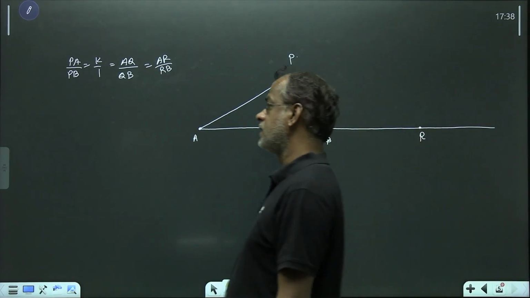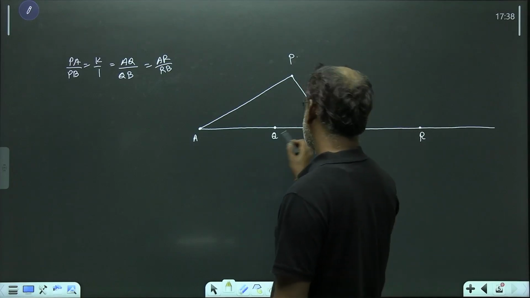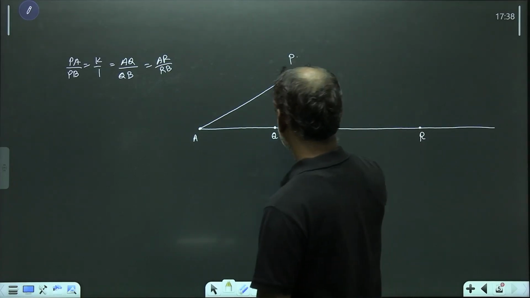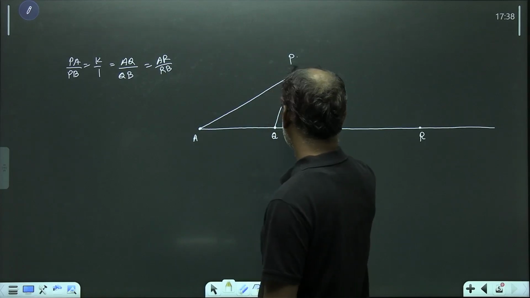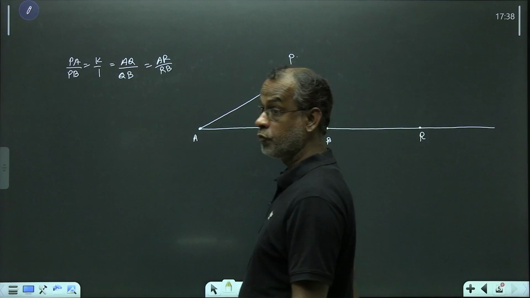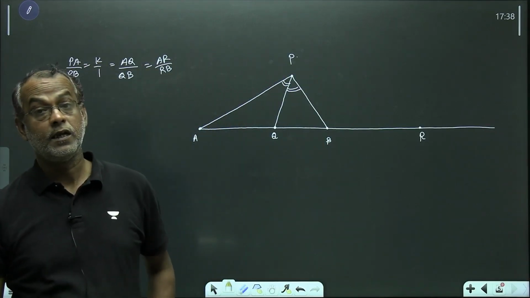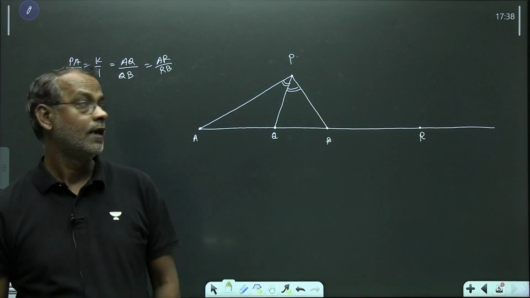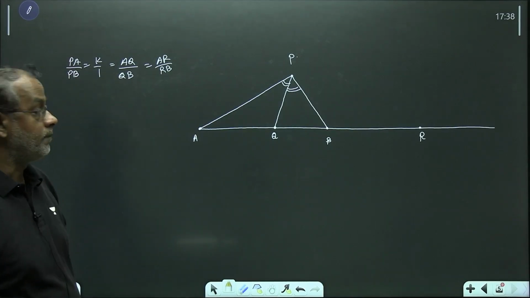Now, by the angle bisector theorem, what we can say is that if PA by PB is AQ by QB, then PQ is the angle bisector. Angle bisector divides the opposite side in the ratio of sides containing the angle. So, therefore, Q must lie on the angle bisector of angle APB.